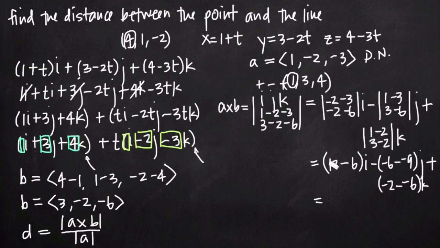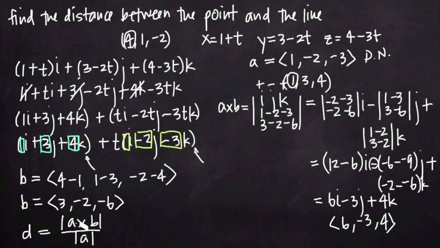When we simplify, 12 minus 6 gives us 6i. -6 minus -9 is -6 plus 9, which gives us a positive 3. But we have this minus sign out in front, so we say minus 3j. And then -2 minus -6 is -2 plus 6, which is a positive 4, so we get plus 4k. Now this vector becomes, when we take the coefficients, 6, -3, 4. Now remember, that's just our cross product.